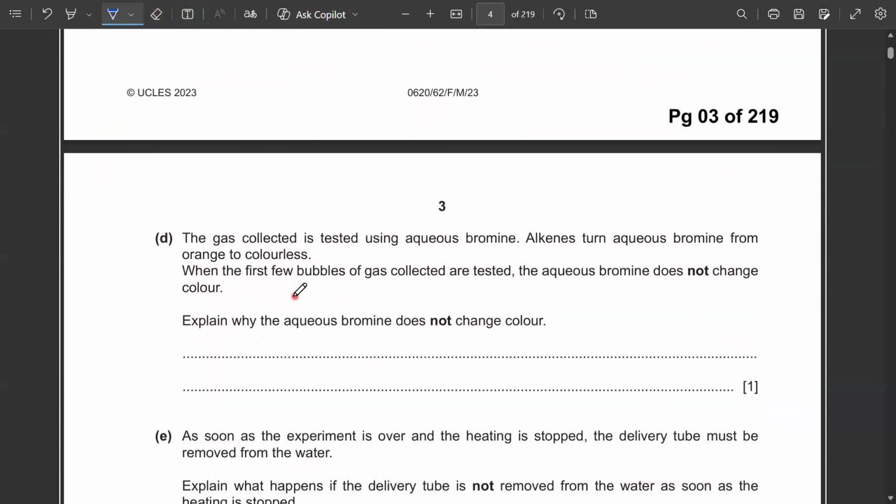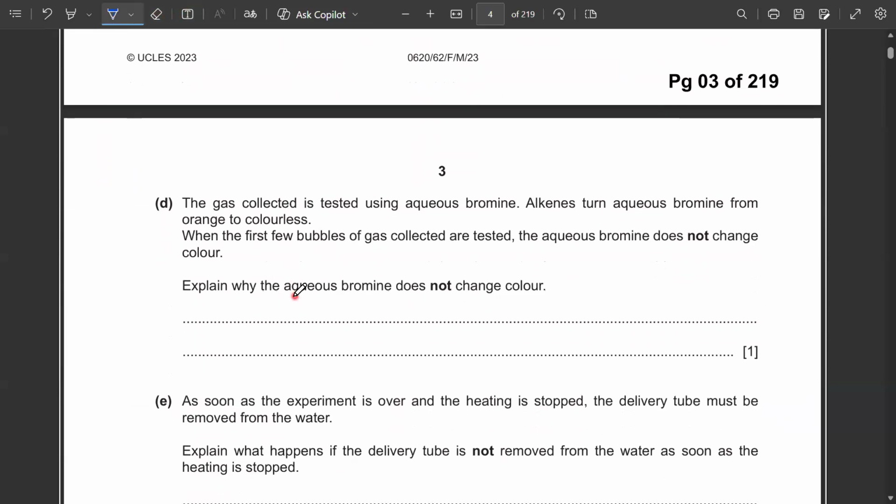D part. The gas collected is tested using aqueous bromine. Alkenes turn aqueous bromine from orange to colorless. When the first few bubbles of gas collected are tested, the aqueous bromine does not change color. Explain why the aqueous bromine does not change color.